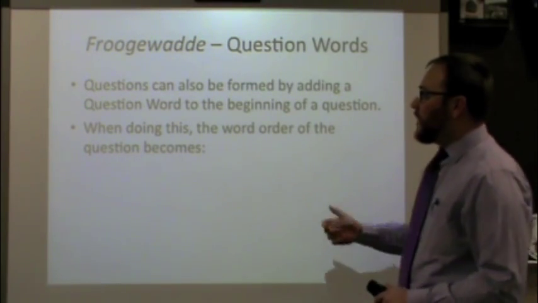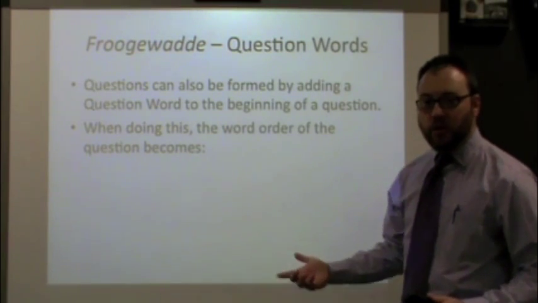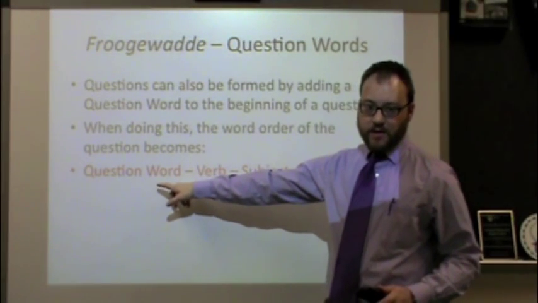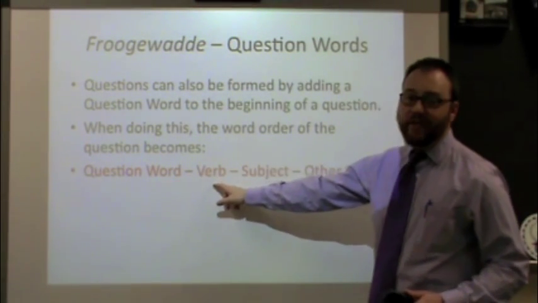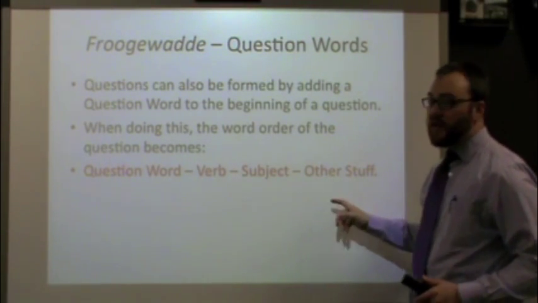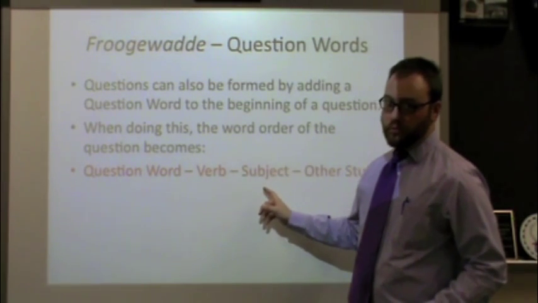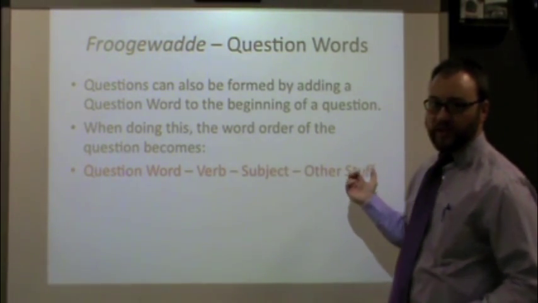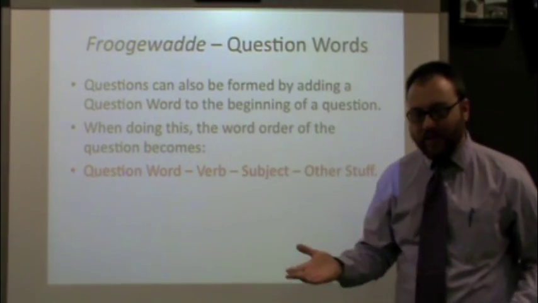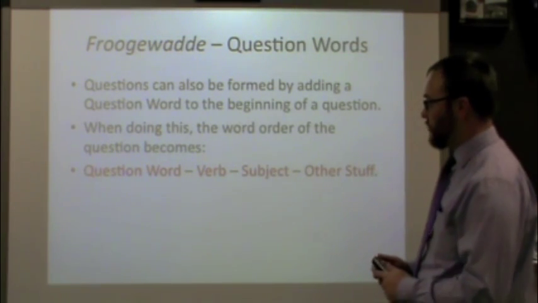Now, when doing this, what's our word order? Well, it's going to be very similar to our inverted word order. We already know what comes first. The question word always comes first. Then the verb, then the subject, then the other stuff. Same thing in English. Why are you going home, for example? What is he buying? So it's the same thing as you've always been doing in English, it's just we're using other words. Same word order, same structure.